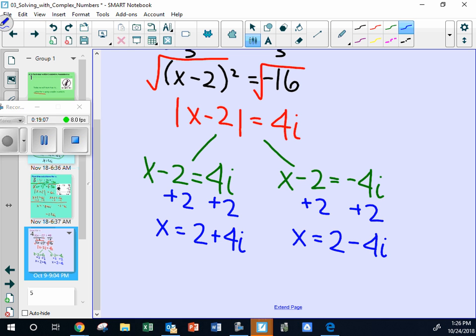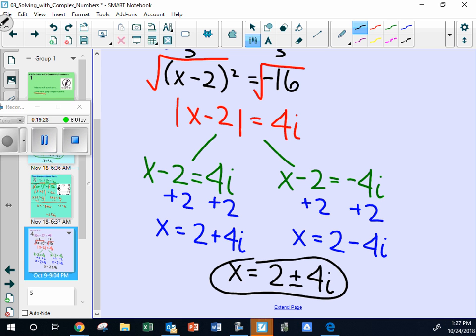All right. And then if we wanted to put these back together as just one common equation, how would we do that? Yes. All right, x equals 2 plus or minus 4i. Awesome. And is that what everybody got? Yes? Awesome. All right, that is our last practice problem for today.